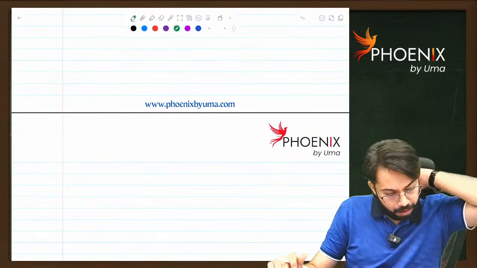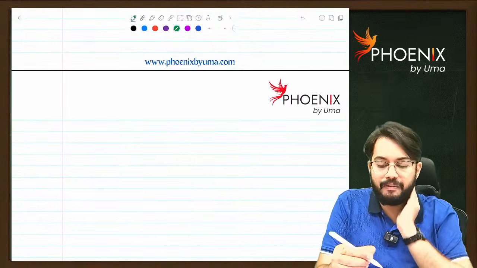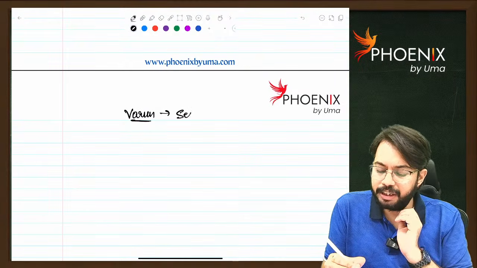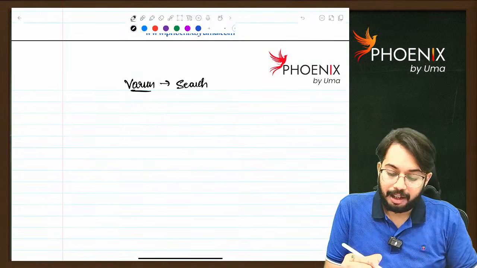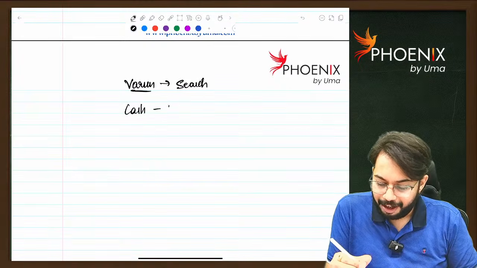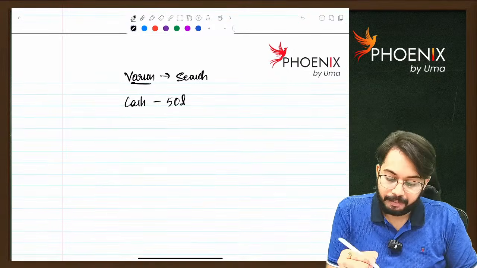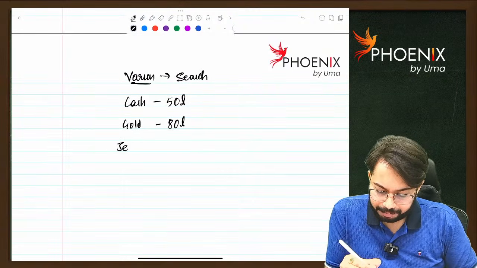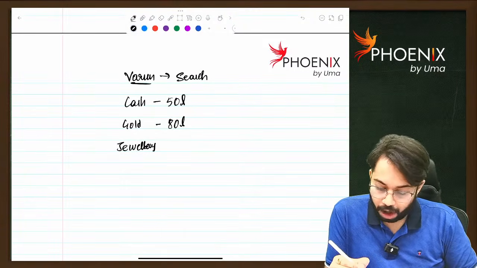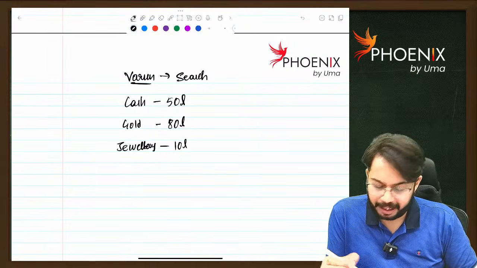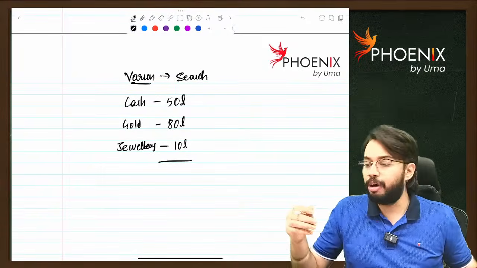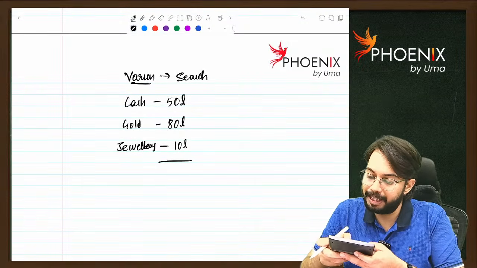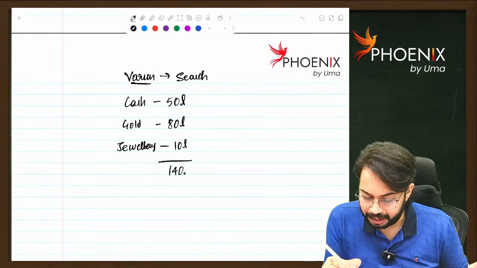That's why. Now I will take one example. There is one guy with the name Varun. Search was conducted at Varun's place. Let's say cash of 50 lakh rupees was seized, gold of 80 lakh rupees was seized, jewelry of 10 lakh rupees was seized. So total how much of assets were seized? 50 plus 10 plus 80, 140 lakhs worth of assets were seized.